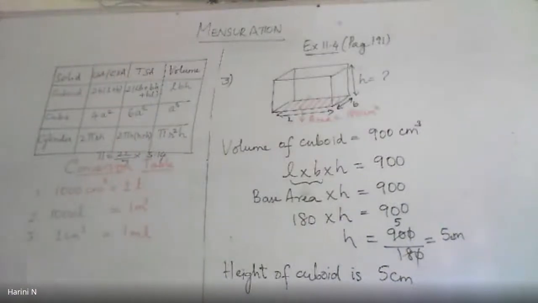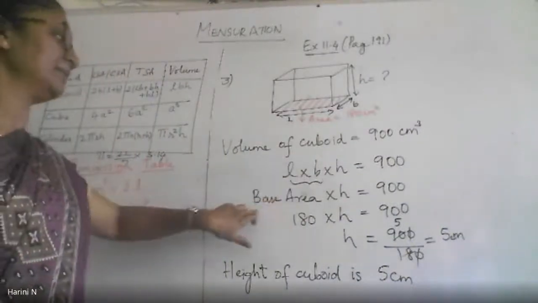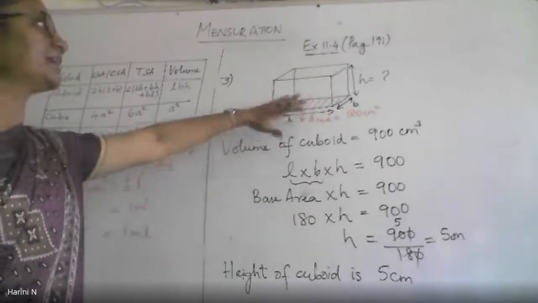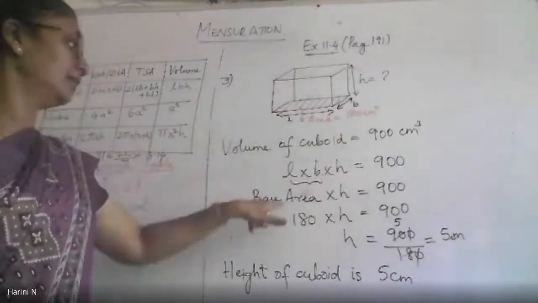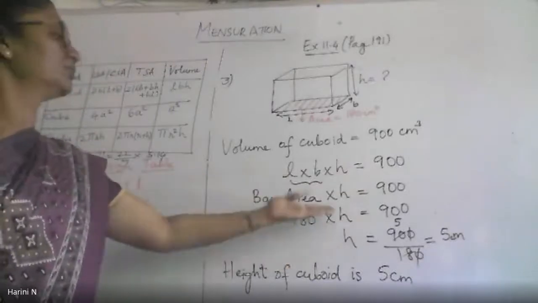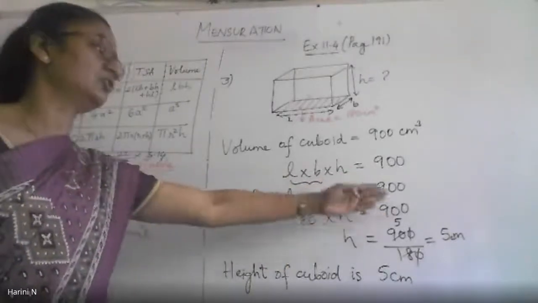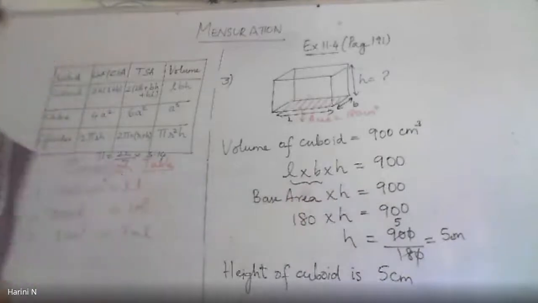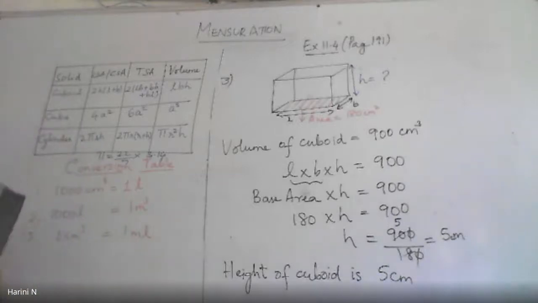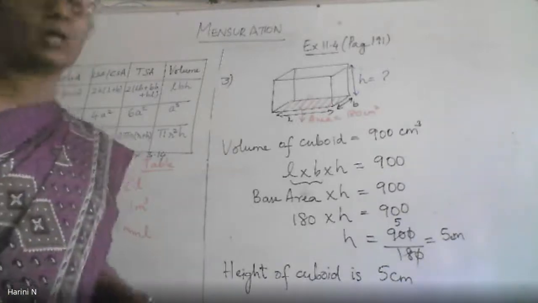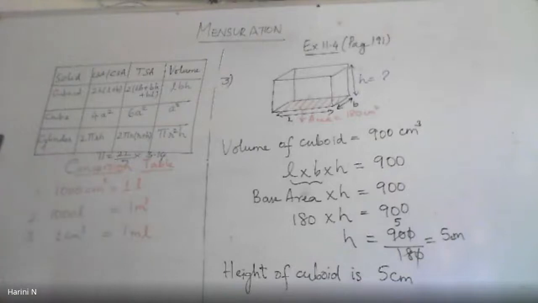Okay, so it's a very simple problem. You should know that L into B is nothing but the base area. So base area multiplied with the height will give you volume. Volume is given as 900. Base area is given as 180. So height is volume divided by base area. Okay, moving on to the fifth problem.